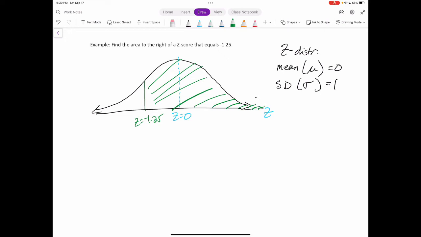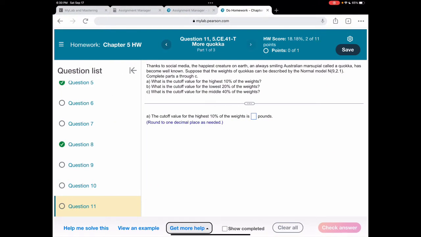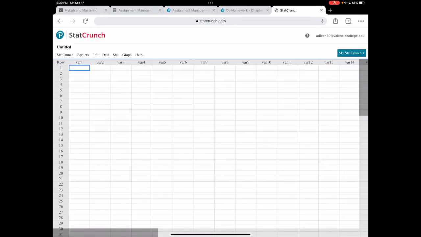Well, we can use something called z-tables, where mathematicians and statisticians went ahead and calculated all these various areas for us, or we can just use our StatCrunch. So let me show you how to do this in StatCrunch. If you're in your homework system and you want to know how to get to StatCrunch, if you look at the bottom of my screen here, there's a Get More Help button, and then there is a StatCrunch option. So that's how you get to StatCrunch if it's not readily available for you.